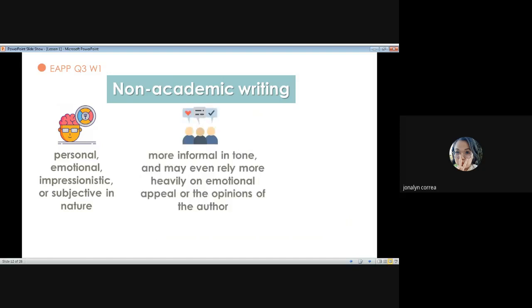Then next we have another definition of non-academic writing. Non-academic writing is often more informal in tone and may even rely more heavily on emotional appeal or the opinions of the author. So again, more on opinion. So if academic writings are more on facts, then non-academic writings suggest opinions and appeals.